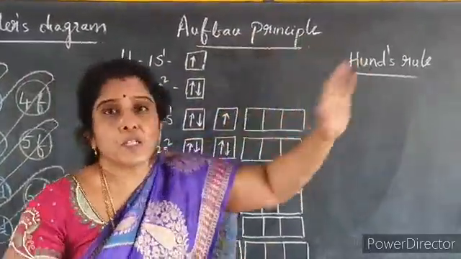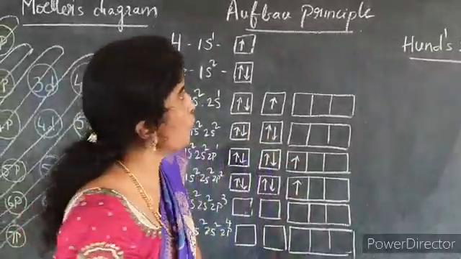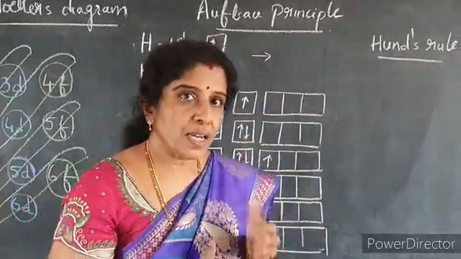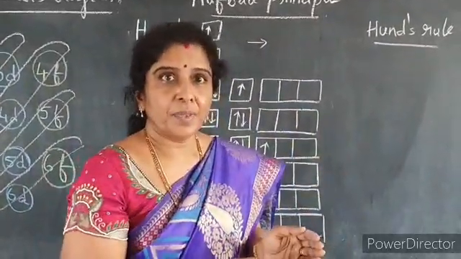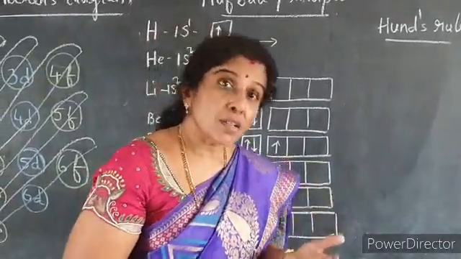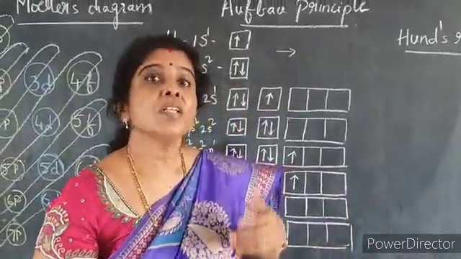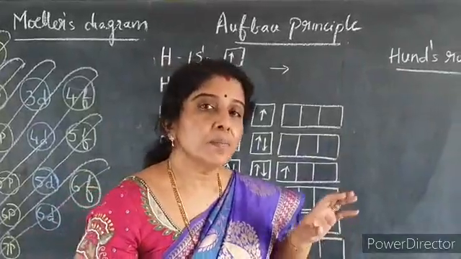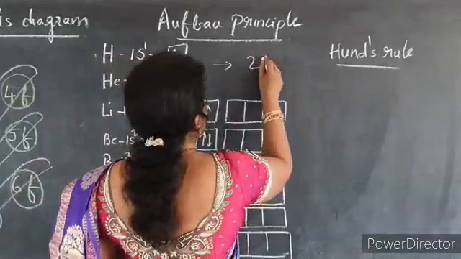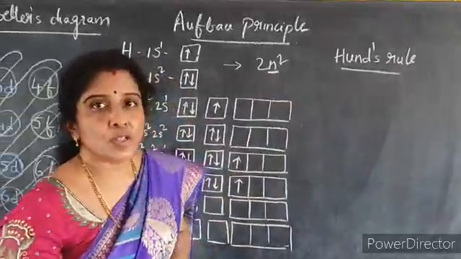So what does this principle explain? Before we proceed with the definition of it, you should know how to calculate the number of electrons present in a shell. How do we know how many electrons are present in a particular shell where n is 1 or n is 2 or n is 3? There is a formula to calculate the number of electrons present in any shell. What is it? 2n square, where n is the principal quantum number.